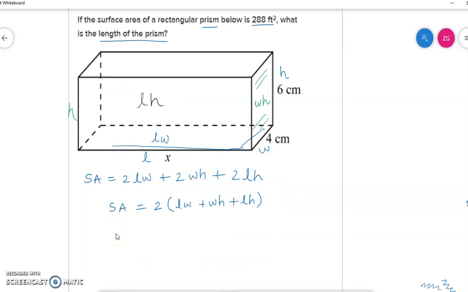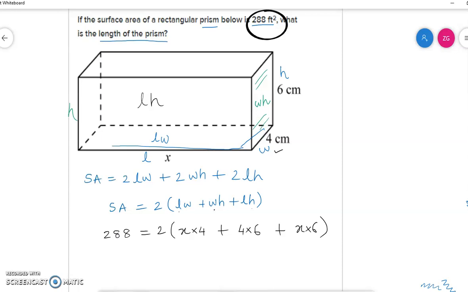The surface area is 288, so we'll substitute the value. 288 equals 2 times, the length is x, width is 4, so x times 4, plus width 4 and height 6, plus length x and height 6. So we are substituting the values of surface area, length, width and height. Let's simplify it further.